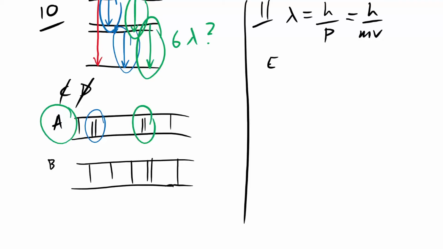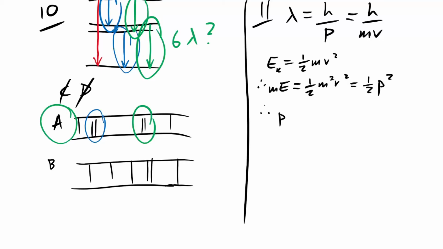So we know that EK is equal to half mv squared. Multiplying both sides by m, I'm just going to call it E, mE is equal to half m squared v squared, which is equal to half times momentum squared. Therefore, momentum is going to be equal to the square root of 2mE. So momentum is proportional to the square root of energy.